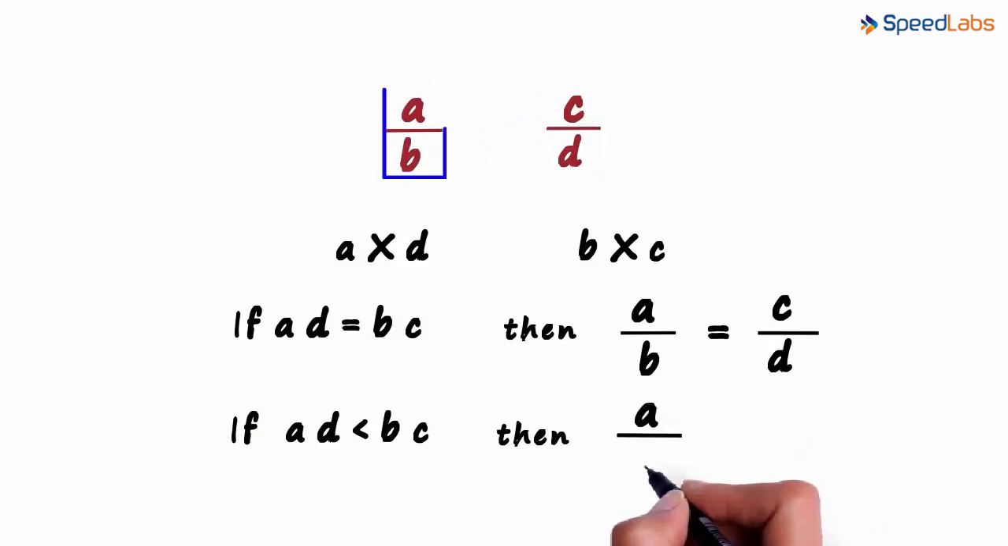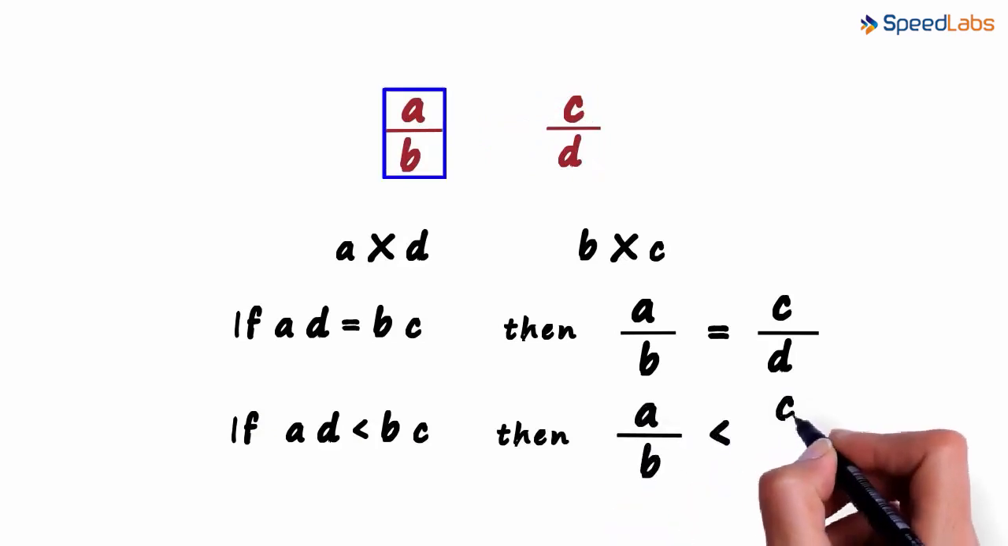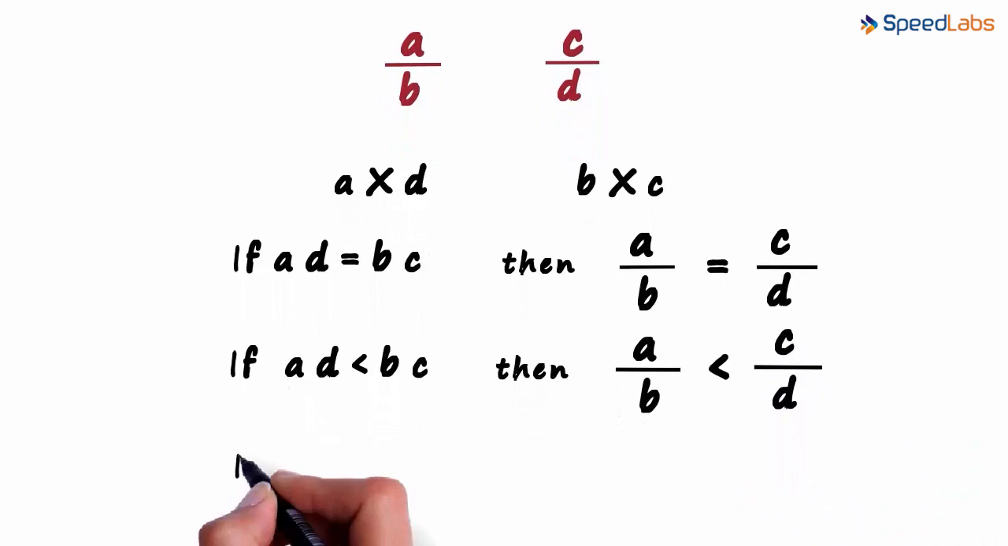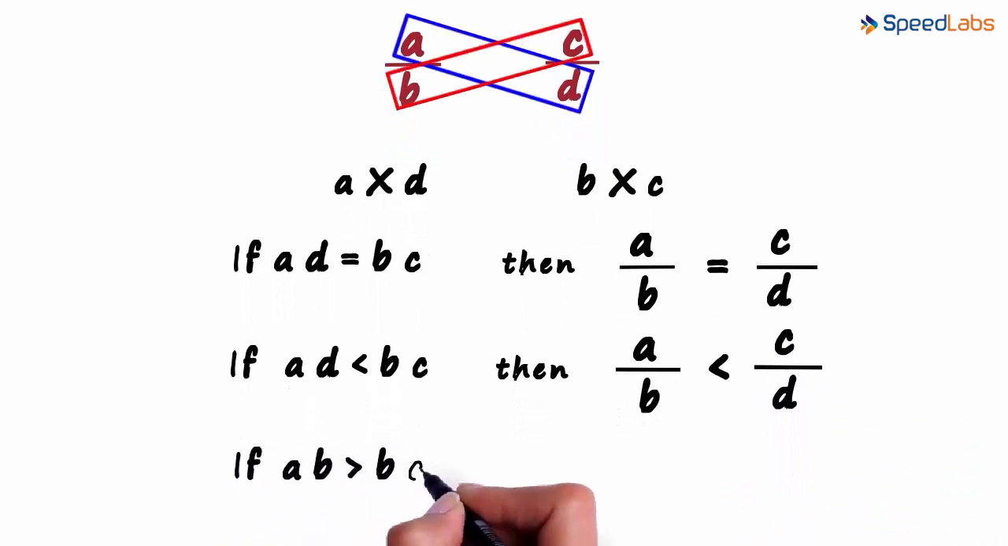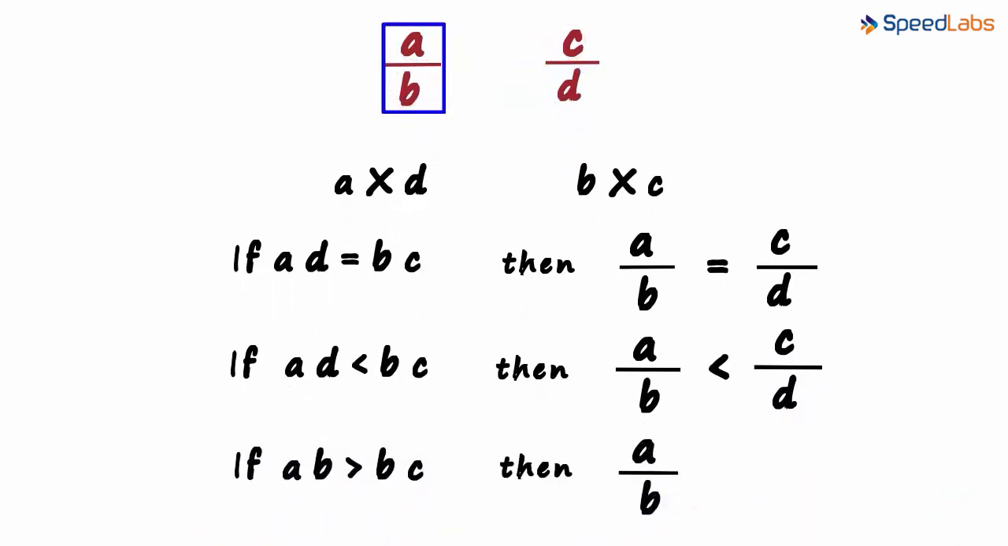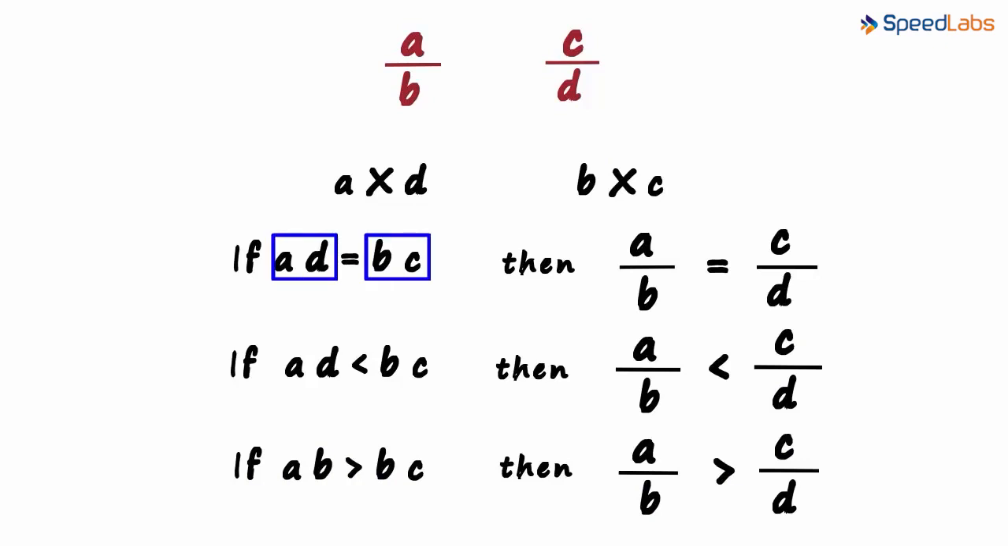Simple, then A by B will also be less than C by D. And if AD is greater than BC, then A by B is greater than C by D. That's how simple comparison of fractions is. If the products are equal, the fractions are equal. If this product is lesser than this one, then the first fraction is smaller. And if this product is greater than this one, then the first fraction is larger.